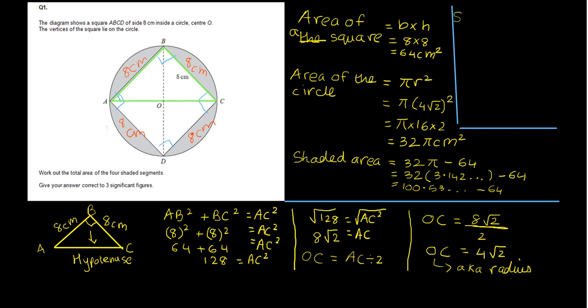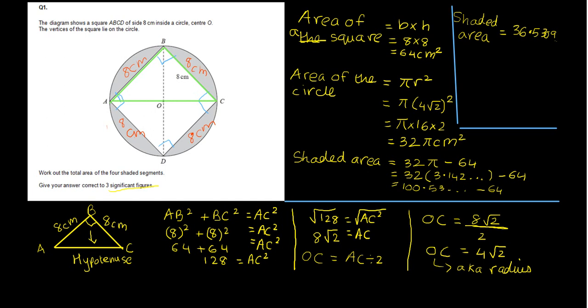So the shaded area, I'm just continuing on, will be equal to 36.5309, and the question says to 3 significant figures. So the first significant figure is always the first non-zero digit from the left, which is the 3. Second one is after that, the 6, and the third one is the next digit, which is the 5.